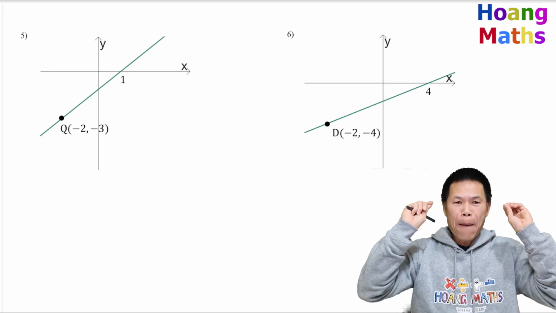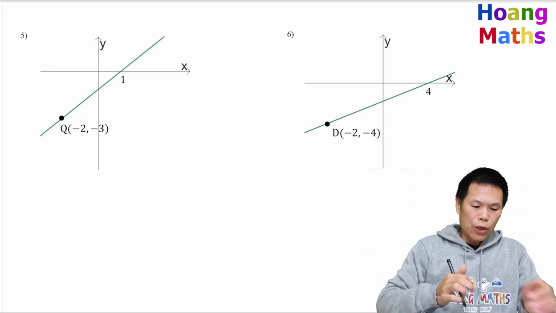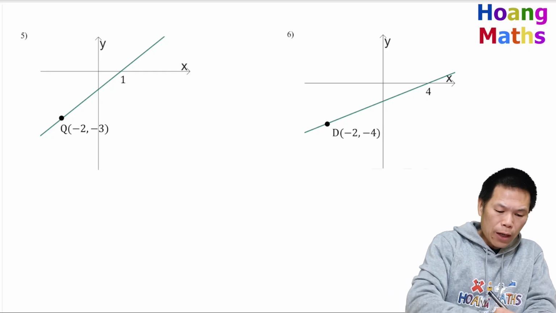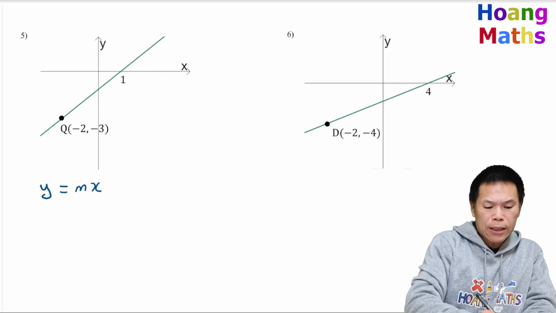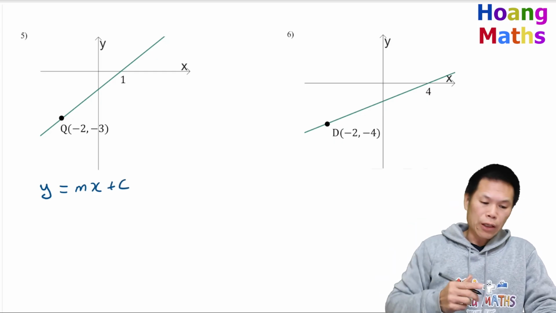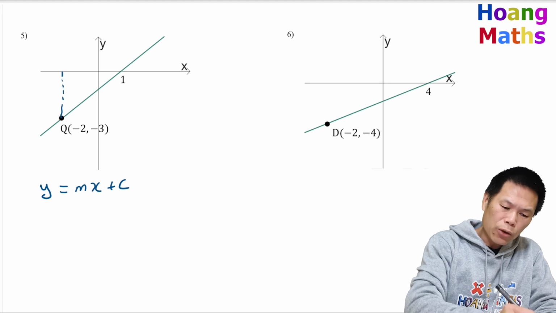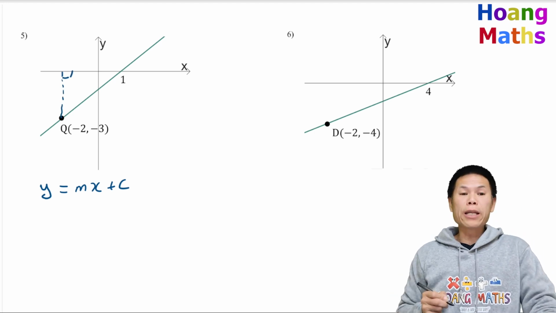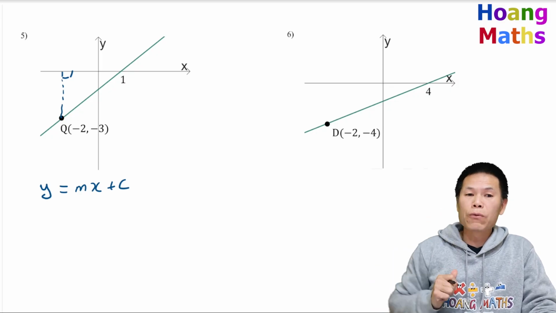Hi there, I'm back. How did you go? Let me go through it with you. So first of all, we know that the rule is y equals mx plus c. That is the equation of this line. So now, we just construct a right angle triangle so I can find the gradient. We know the gradient is heading like this, so we have a positive gradient.